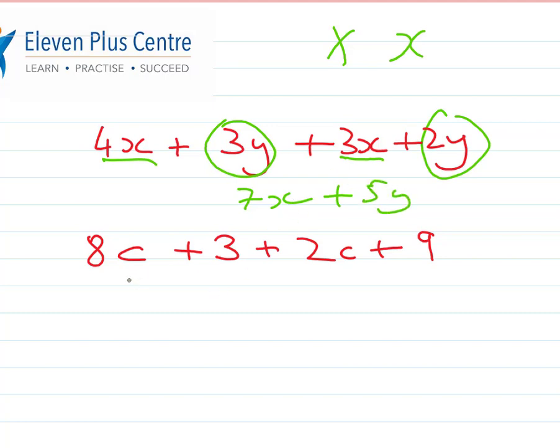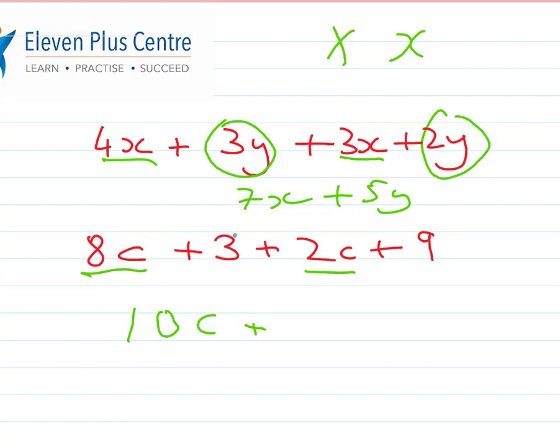Now in this one, this was a bit of a tricky question. This was me being a bit naughty. So we've got 8c and 2c, which makes 10c. Now this and this, they've got no letters next to them, so they're just numbers. And you can't add them to this, right? You can't say that 10c plus 3 makes 13c. No, because this doesn't have a c next to it.